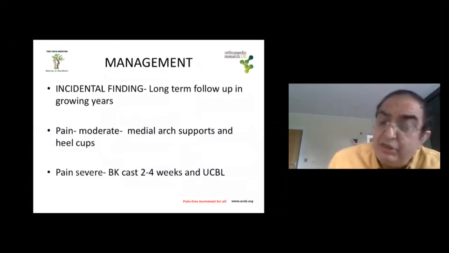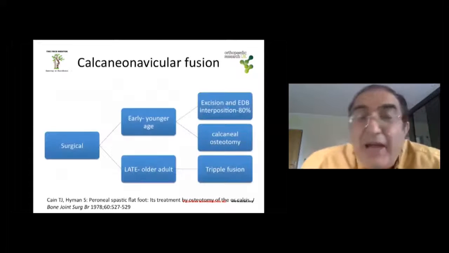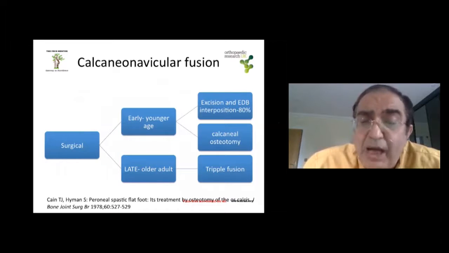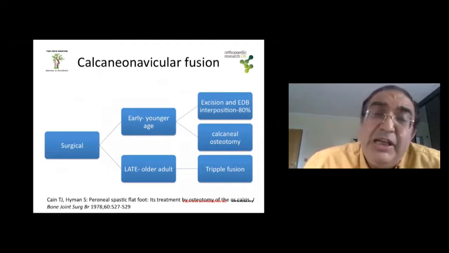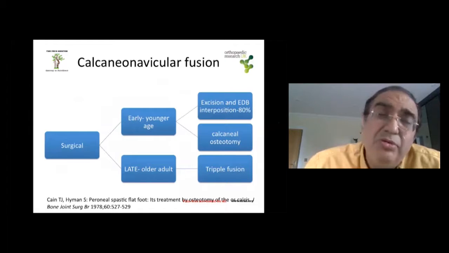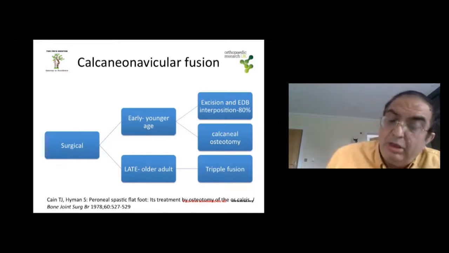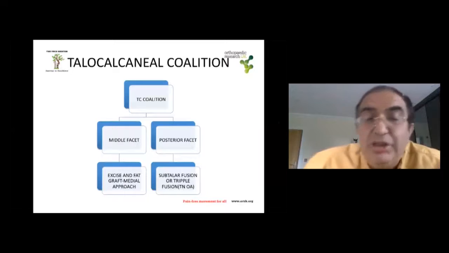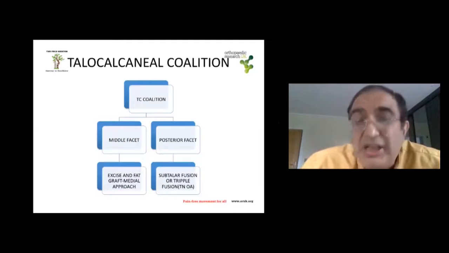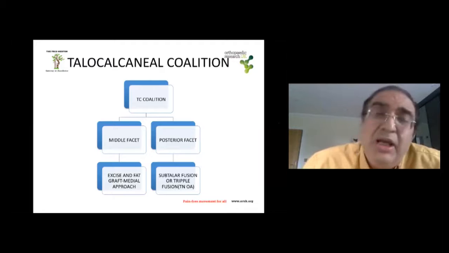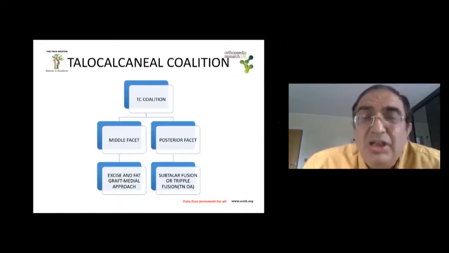And if conservative treatment fails, then the calcaneonavicular coalitions do quite well if you do early surgery on them, where you resect the bar and interpose the extensor digitorum brevis. Whereas if it's a later adult, then you can still try excision of the coalition, but you may have to do a subtalar fusion. In a talocalcaneal coalition, on the other hand, the most important thing is they do quite badly with excisions, though middle facet coalitions can do well with excisions. Posterior facet coalitions generally need subtalar fusion.